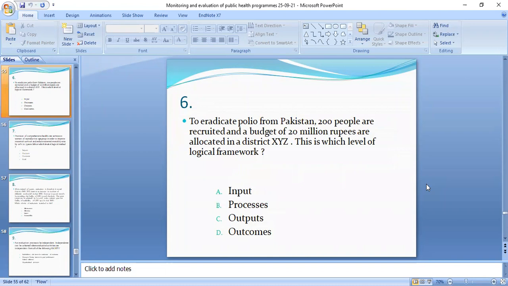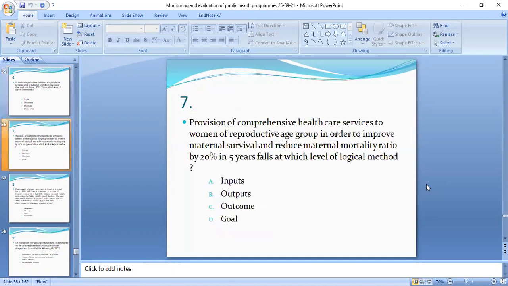Sixth MCQ: to eradicate polio from Pakistan, 200 people are recruited and a budget of 20 million rupees is allocated in a district XYZ. This is which level of logical framework? Input is the correct answer because in input the staff is recruited and the funds are allocated.